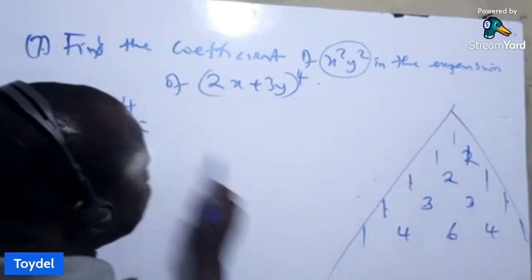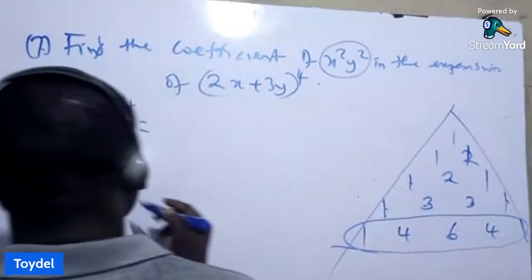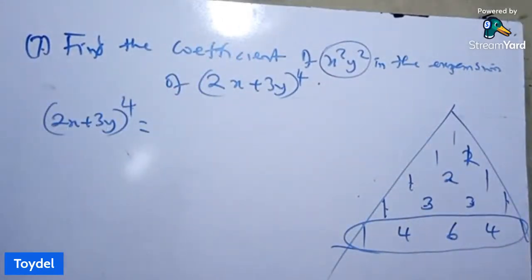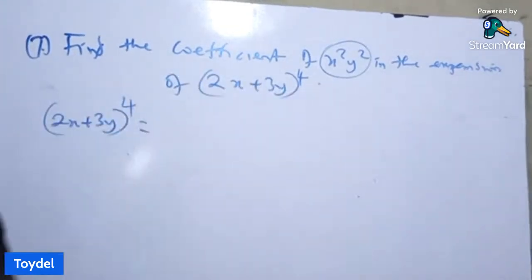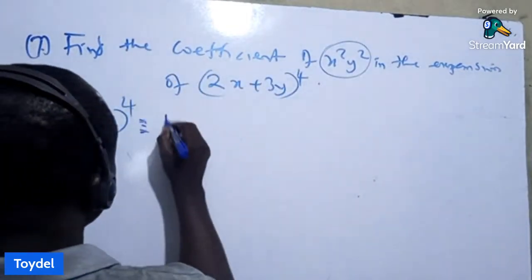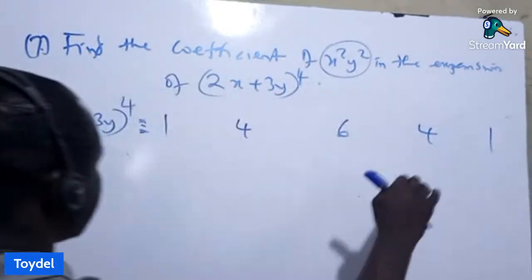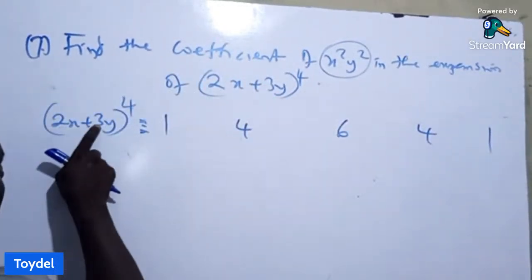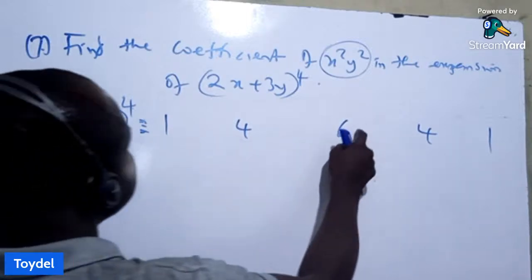Since we have raised to power 4, this will be the coefficients that we first write. So in this case, we are going to have 1, 4, 6, 4, 1. So the expansion will have 1, 4, 6, 4, 1 as the coefficients. But since we have 2x and 3y here, something will still happen to these coefficients.